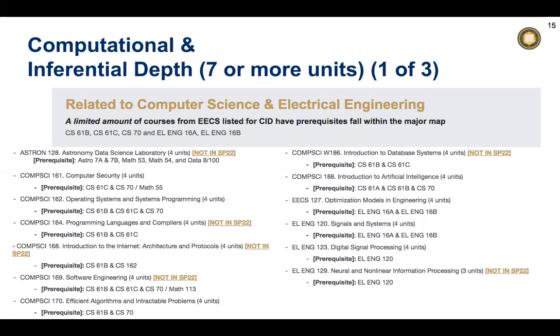All right, so for the next requirement, it's the computational and inferential depth requirement. For this, you need to take 2 classes, and that has to total to 7 or more units, meaning some of these classes are 3 units, but you can't take just 2 of those. And so essentially what you see here, if it doesn't say not in spring 22, those are available. And so there's quite a wide range of classes you can take, from computer science to electrical engineering.